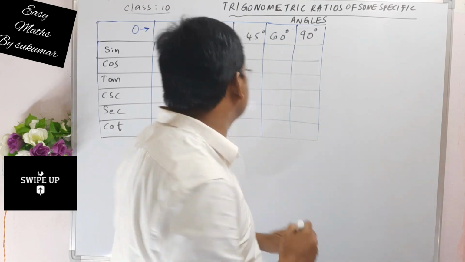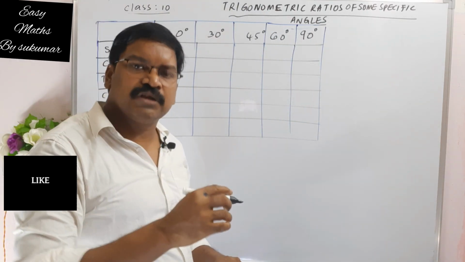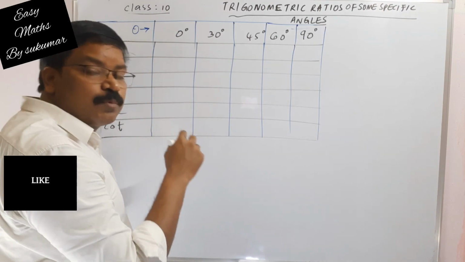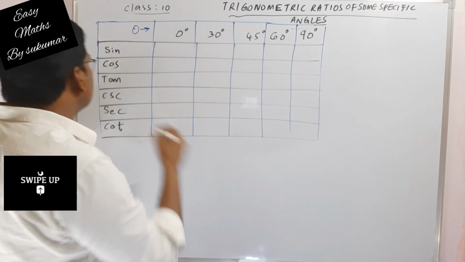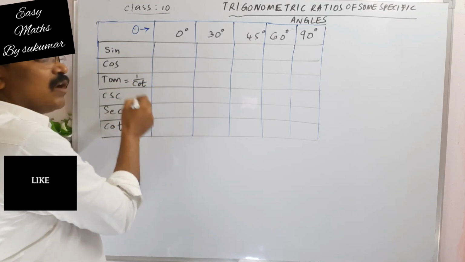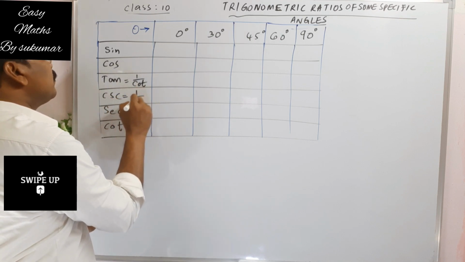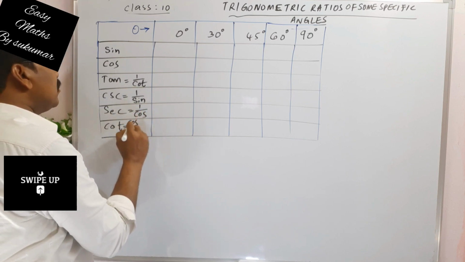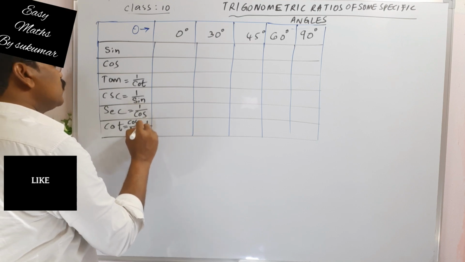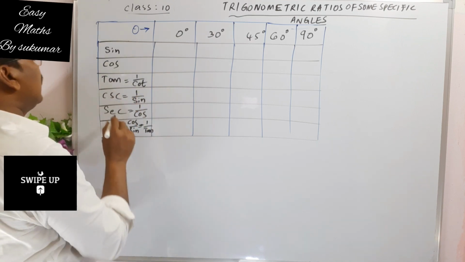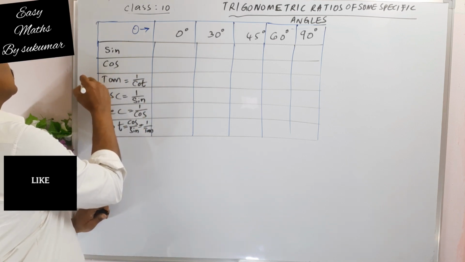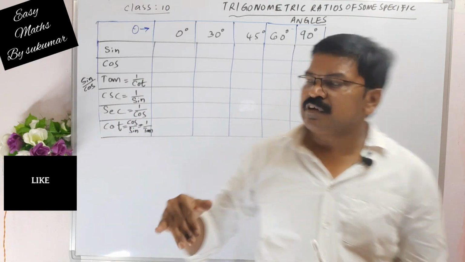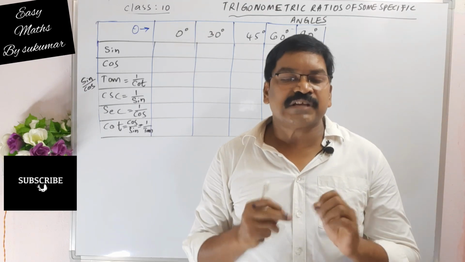And we learned some other properties also. Sine is the reciprocal of cosecant, and cosecant is the reciprocal of sine. Cos is the reciprocal of secant, and secant is the reciprocal of cos. Tan is the reciprocal of cot, and cot is the reciprocal of tan. Cot means cos by sine, or it is the reciprocal of tan, that means 1 by tan. Similarly, tan is sine by cos. To learn this table, first we have to learn these sine values by heart.